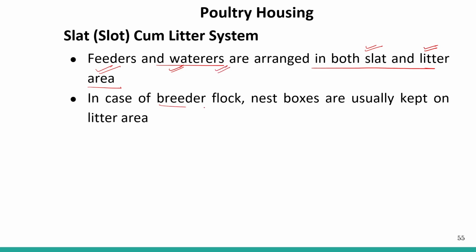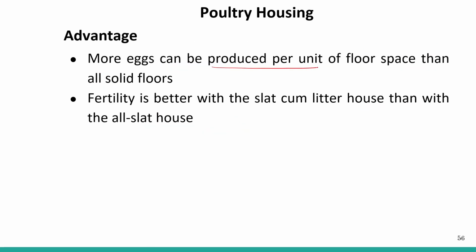In case of a breeder block, nest boxes are usually kept on the litter area. So in the litter area, there should be proper nest boxes so that birds can enter these boxes and breed there. More eggs can be produced per unit floor space than on the solid floor. So this is one of the advantages of the system, that it can produce more eggs. Fertility is better with the slat cum litter house than with the all slat house.